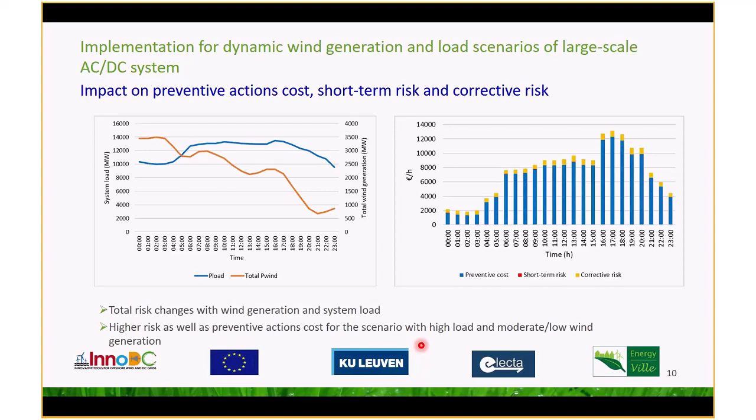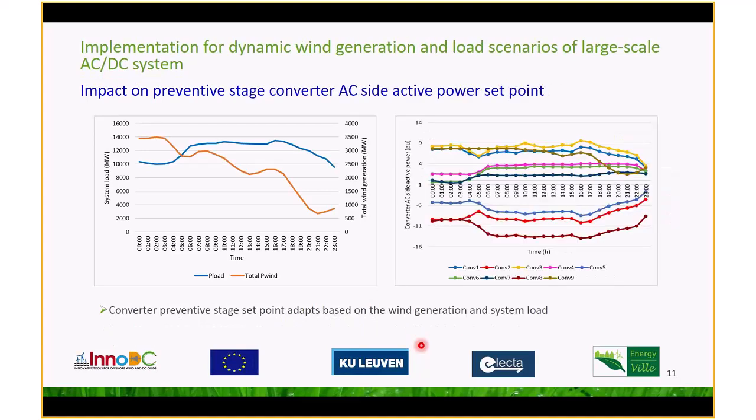The preventive short-term corrective SCOPF model was run for each of the hourly scenarios, and the impact was assessed on the resulting preventive cost, short-term risk, and corrective risk. It is seen that the total risk changes with wind generation and system load. Higher risk as well as higher preventive actions cost is seen for the scenario with high load and moderate or low wind generation.